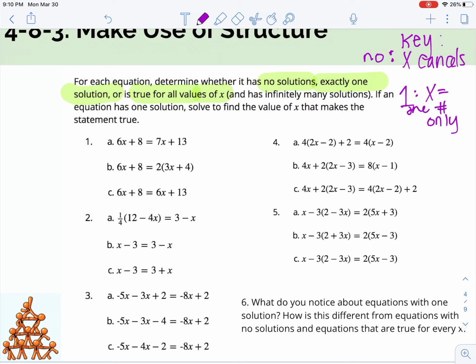True for all values, so I'm going to write all. All means both sides of the equal sign are the same. So that would be like 3x equals 3x. Whatever you do to one side, it's going to be the same on the other side, if that kind of makes sense.